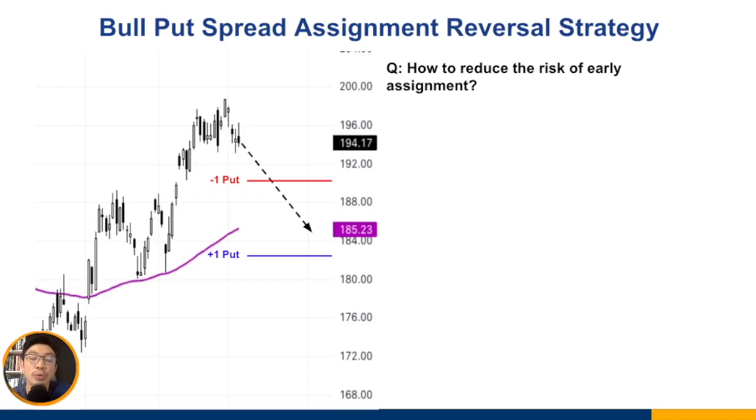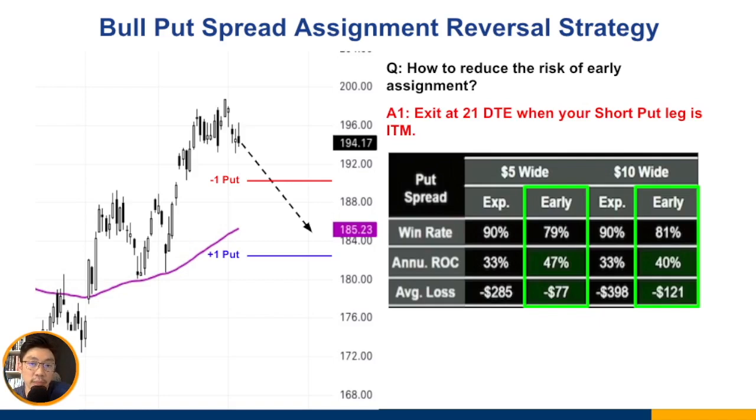So how do you reduce the risk of early assignment? Well, two answers to this. The first one is just to exit at 21 days to expiration. Basically that means there's 21 days to the expiration of the options. Of course, you do this only when the short put leg is in the money. If it's out of the money, then there's no need for you to do anything, right? Because there's no risk of early assignment. At the same time, when you exit at 21 DTE, as you can see, this is a study that I've shown before, you still get superior performance than holding to expiration. So there's no real need for you to hold all the way to expiration.